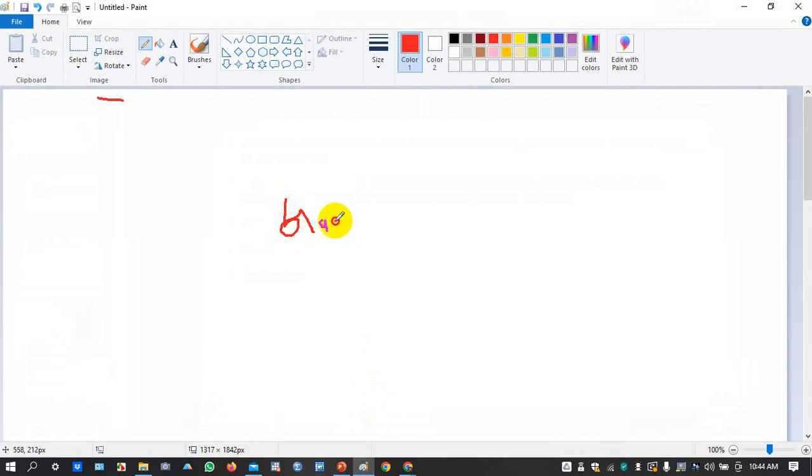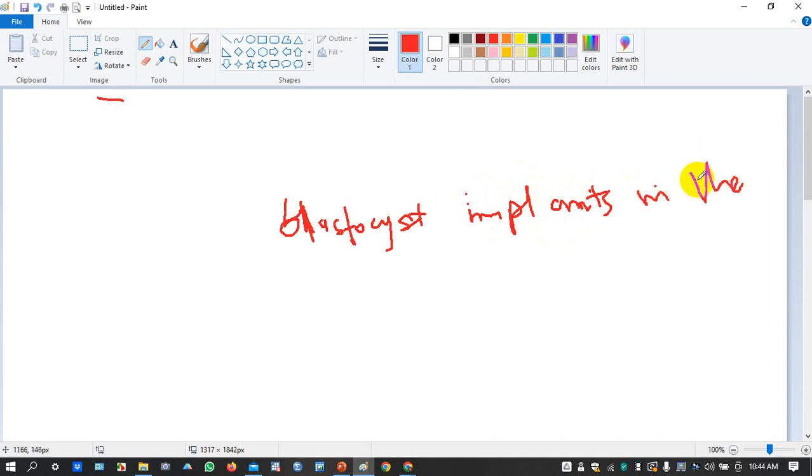Blastocyst. That's the conceptus that implants, or the embryo that implants in, but at this stage it's not an embryo, it's a blastocyst. This is what implants in the endometrium, in the functional layer of the endometrium.